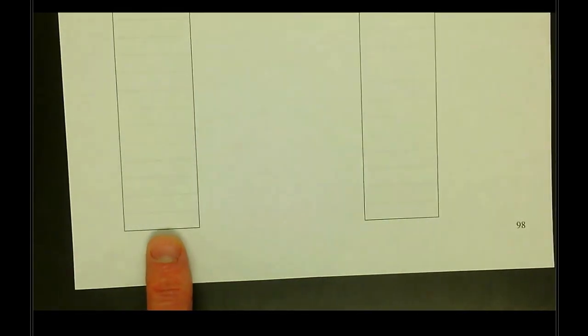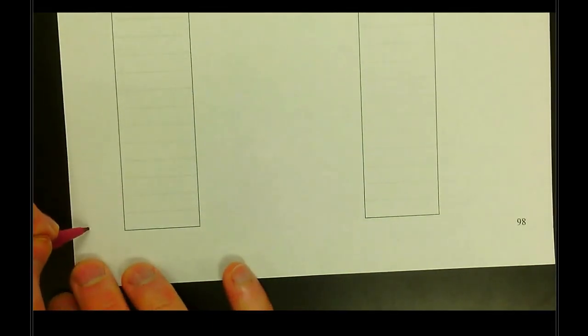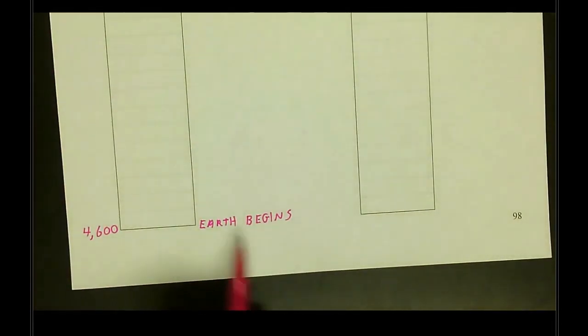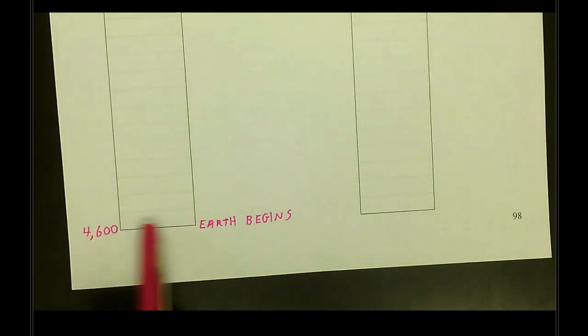So let's label this down here. We know that this is going to be 4,600 million years ago, and that's the beginning of the Earth and the solar system. Now, there was no one day that the Earth began. It took a long process for our solar system to form, millions of years. But we'll start our Earth forming as a planet 4,600 million years ago.